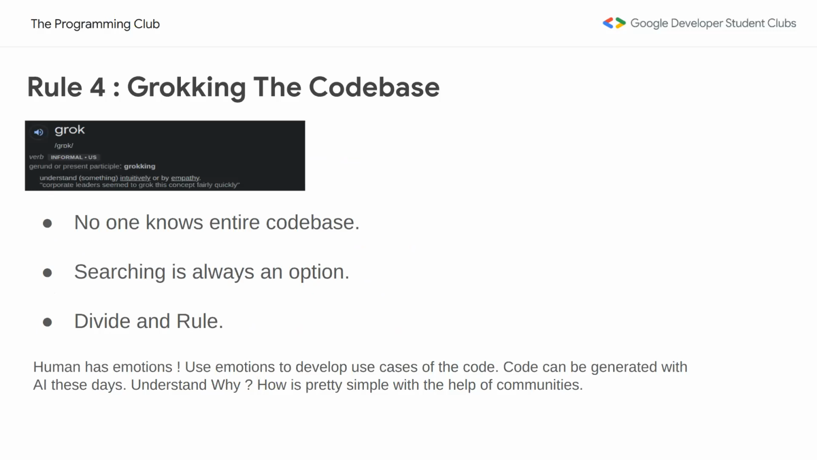The procedures don't seem very simple yet because the code bases are really large, and this is something which is intimidating for GSoC, getting started with GSoC. So the fourth rule would be grokking the code base. Grokking means to understand intuitively or by empathy.